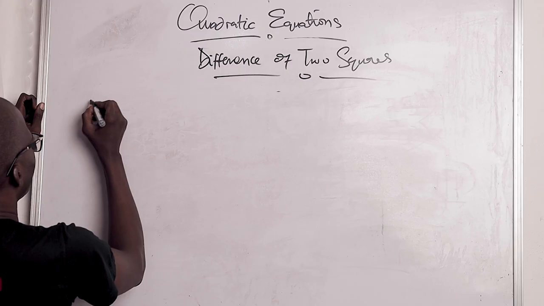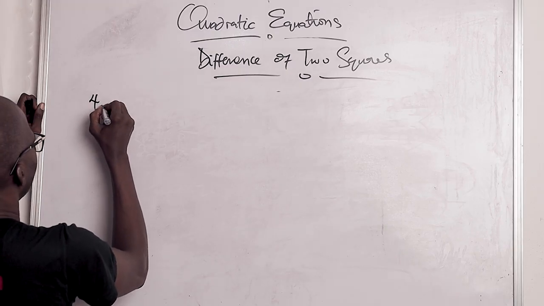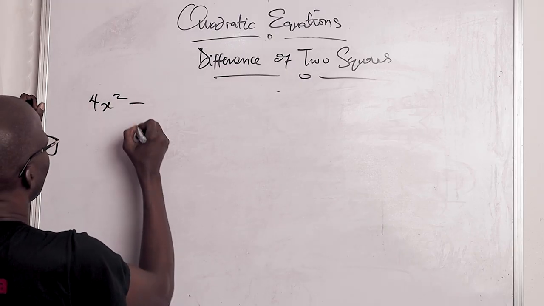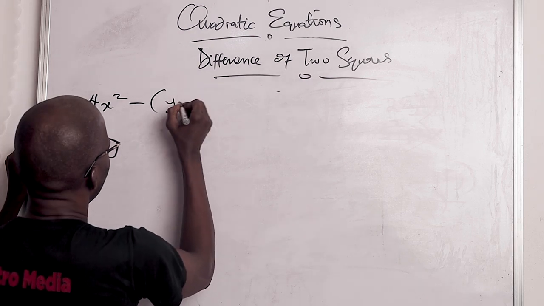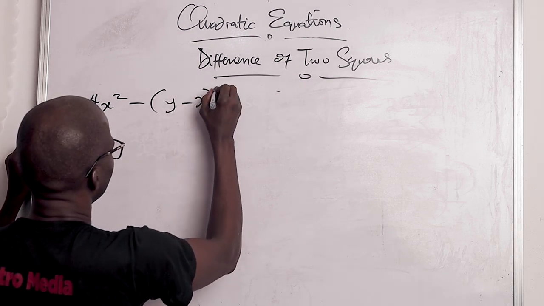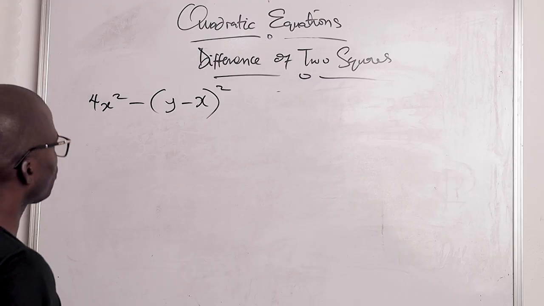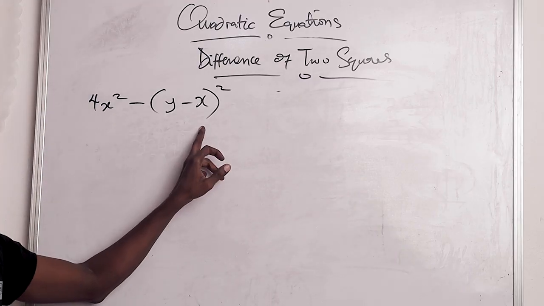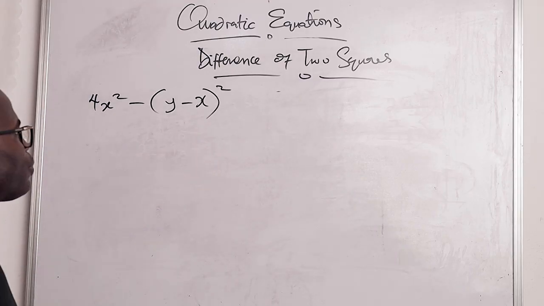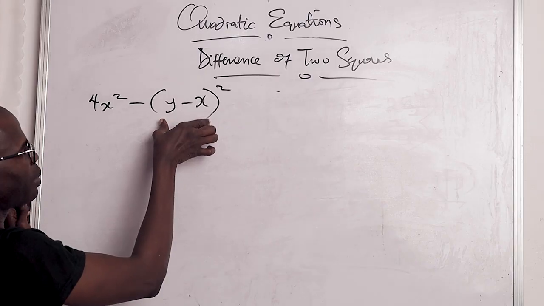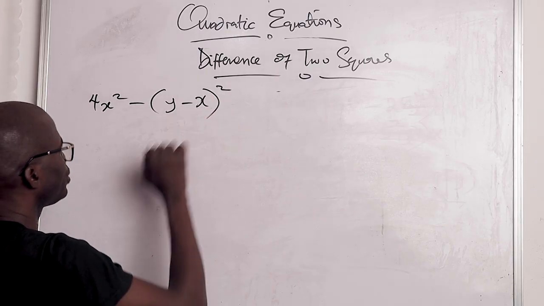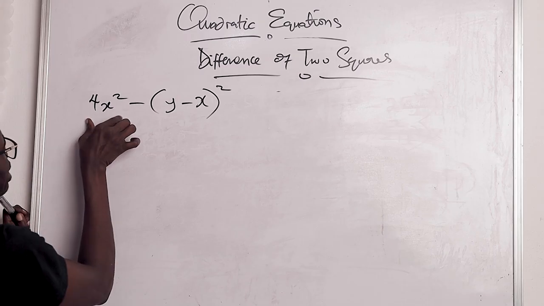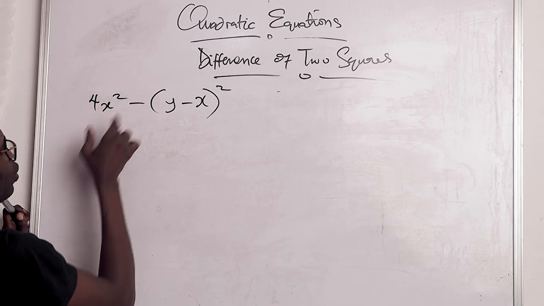Okay, let's look at this question. In a scenario where we have 4x squared minus y minus x into bracket squared. How do you factorize this using difference of 2 squares? Take this at the back of your mind, take this as a complete term that is being squared. Good. Now take this as another complete term that is being squared.